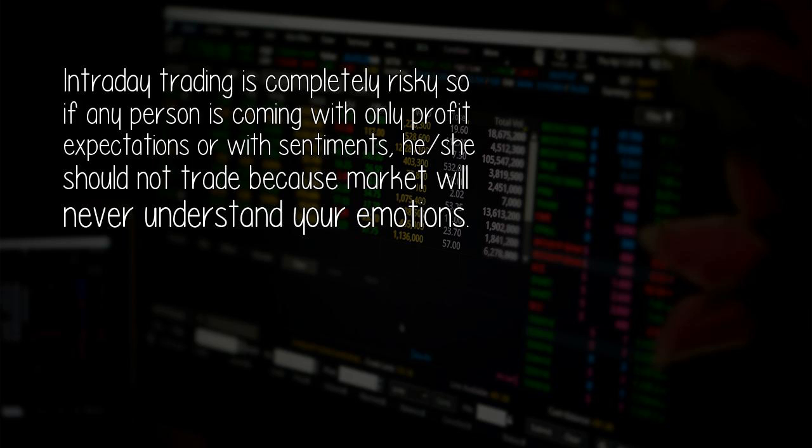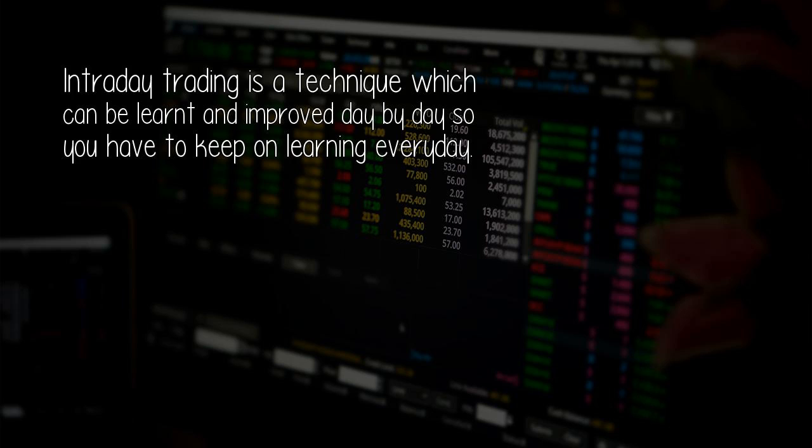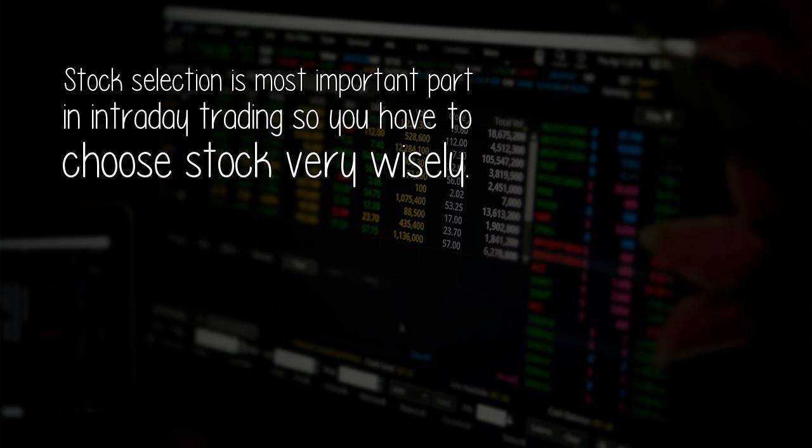Intraday trading is completely risky, so if any person is coming with only profit expectations or with sentiments, he or she should not trade, because the market will never understand your emotions. Intraday trading is a technique which can be learned and improved day by day, so you have to keep on learning every day. Stock selection is the most important part of intraday trading, so you have to choose stocks very wisely.